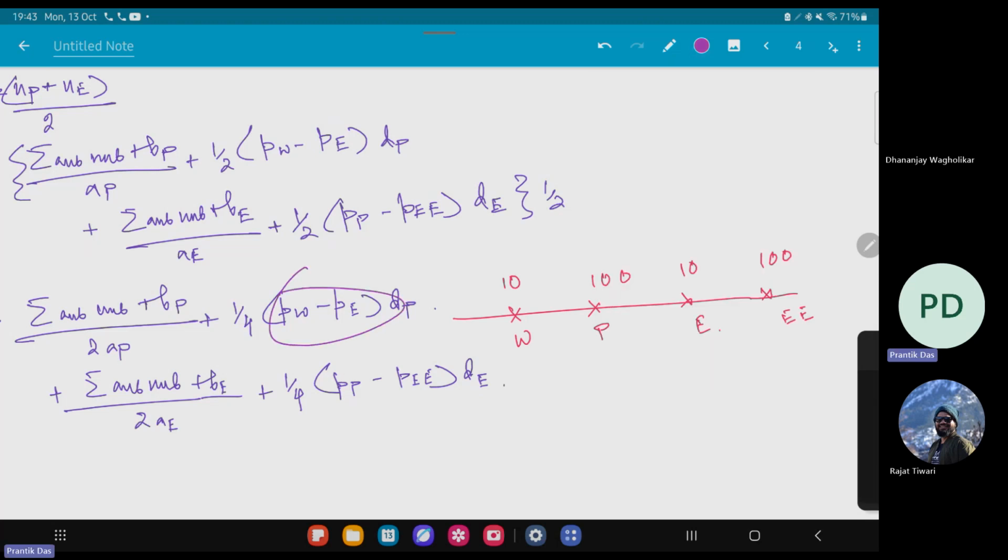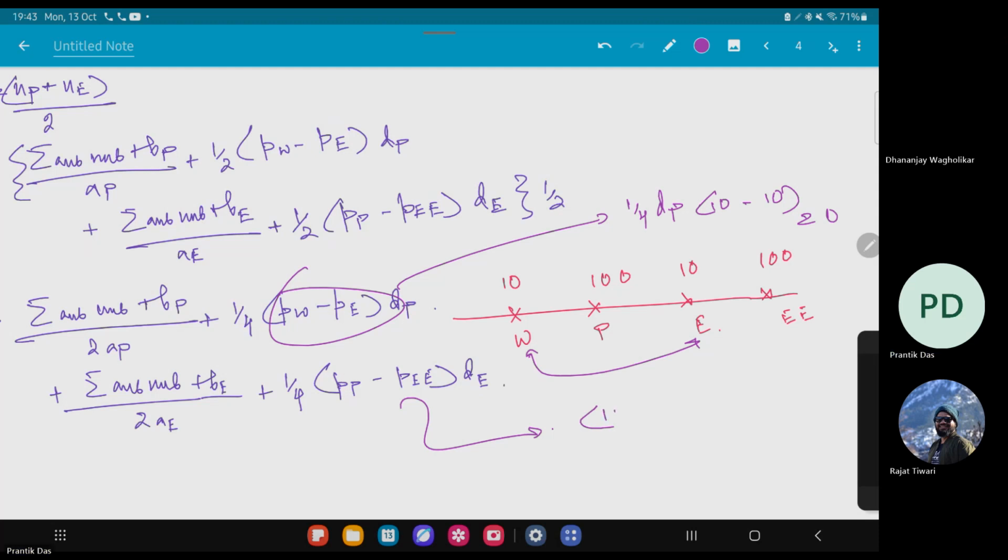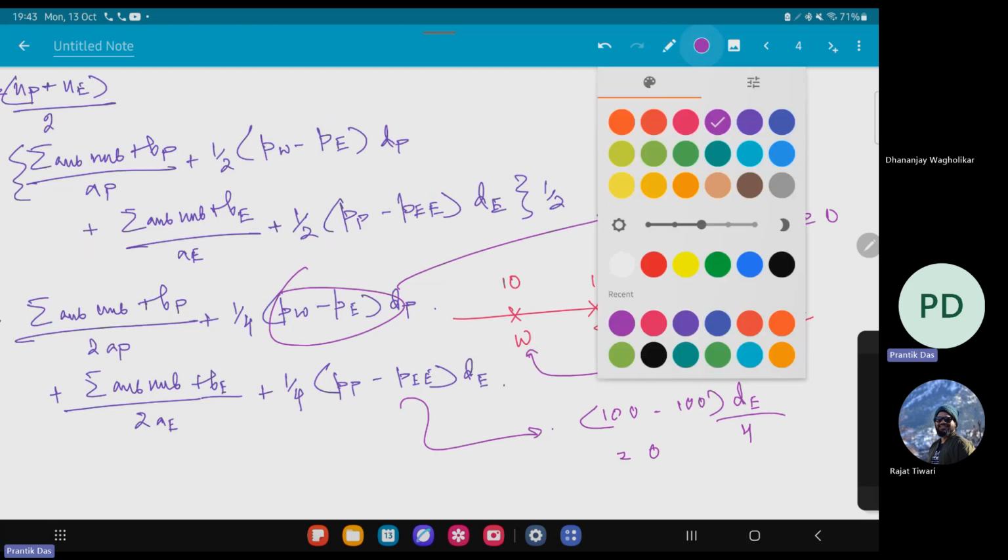So PW minus PE will be equal to 0. So this will be one-fourth of DP times 10 minus 10, which is equal to 0. And similarly, if I go to this one, PP minus PEE, so 100 minus 100 multiplied by D divided by 4, this will be equal to 0. So these are basically the terms which become insensitive to the checkerboard kind of pressure arrangement that I've said earlier. Therefore, we should do some modifications in order to avoid it.